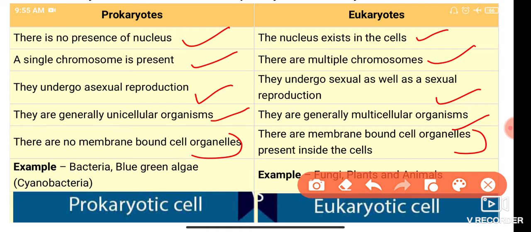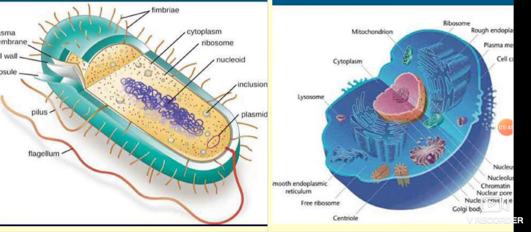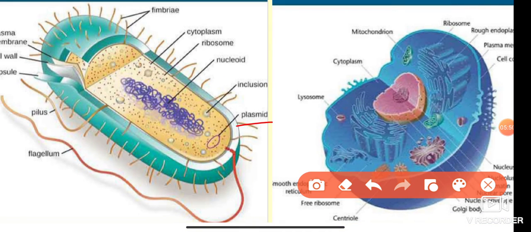Examples of prokaryotes: bacteria, blue-green algae and cyanobacteria. Fungi, plants and animals are examples of eukaryotes. In the diagram you can see the plasmid, inclusion, the nucleoid, etc.